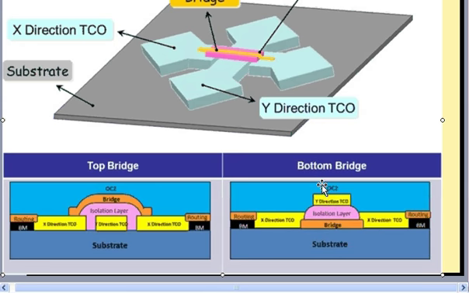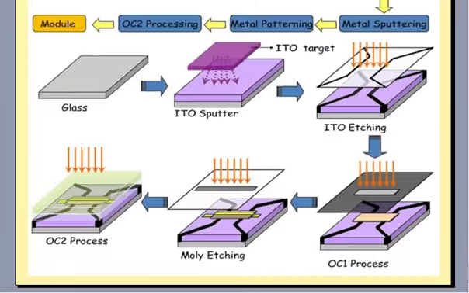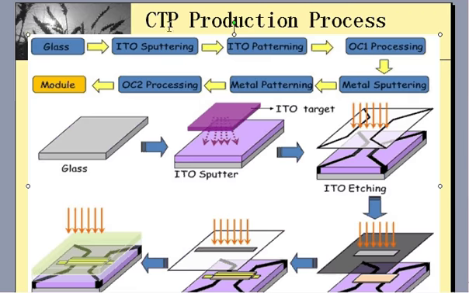So when the finger gets very close to this electrode or sensor, the capacitance will change between the X and the Y electrode. And this is a capacitive touch panel production process.